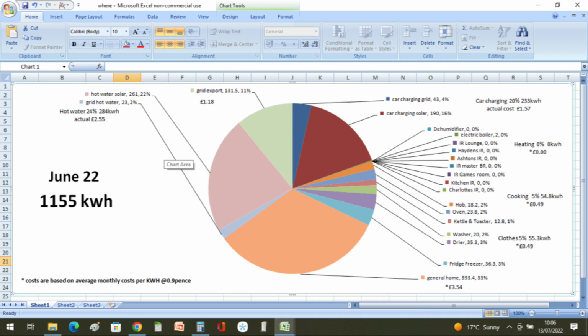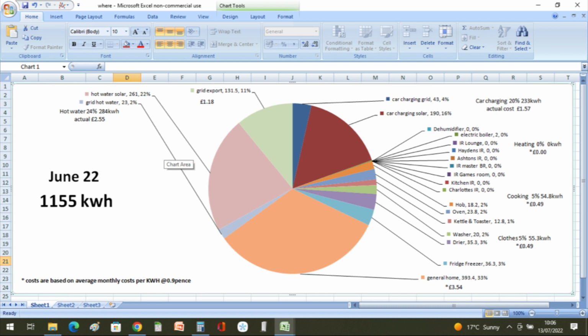And out of the 1,155 kilowatt hours we either pulled from the grid or generated ourselves, we start at the very top of the pie chart with grid export. We actually exported 131.5 kilowatt hours, or 11%. And the car charging, moving clockwise, we used 233 kilowatt hours at 20%, and that was a cost of £1.57.